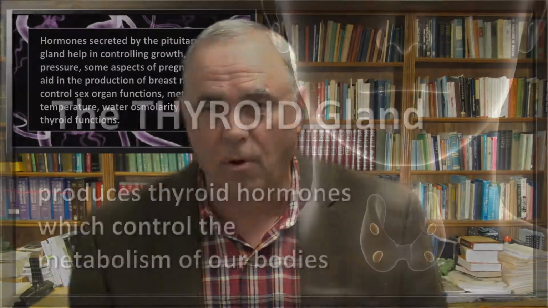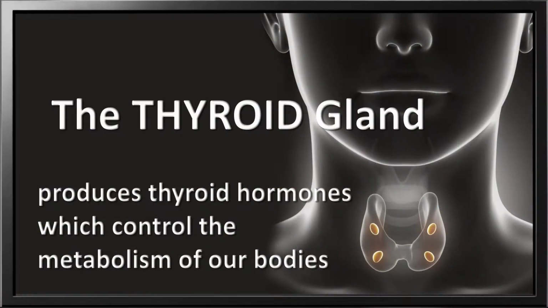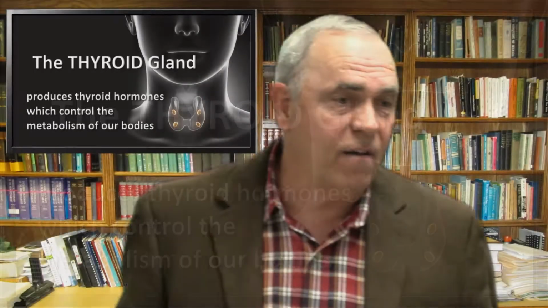I'm just going to describe one, the thyroid. The thyroid produces thyroid hormones which control metabolism of our bodies. If you don't have enough thyroid, you're sluggish, you're gaining weight, your hair's falling out, you feel cold all the time. If you have too much thyroid, you're losing weight, you're hot all the time, you're sweating easily, and your heart's racing. Your thyroid has to be very narrowly controlled, and when there's a problem, you know it.